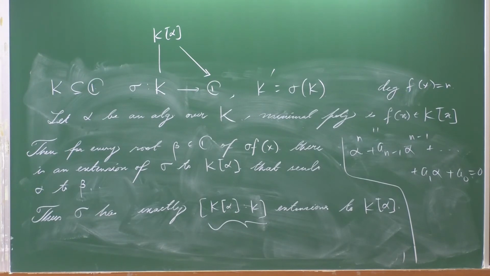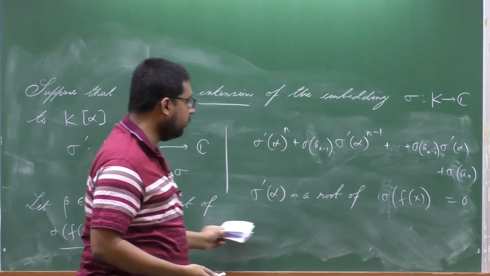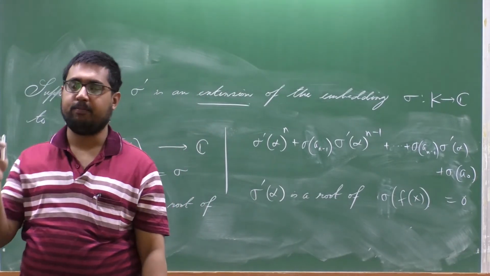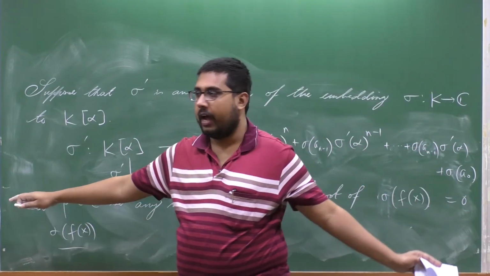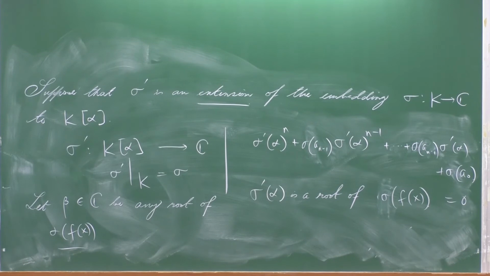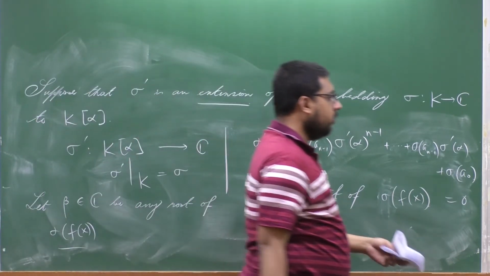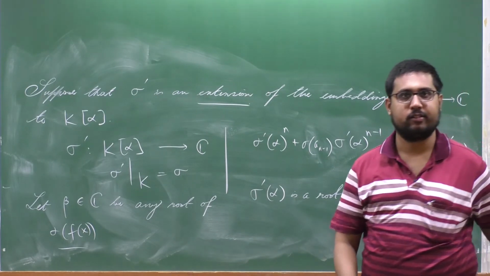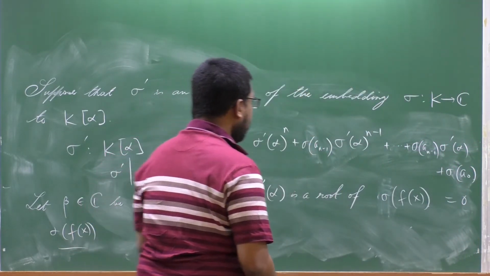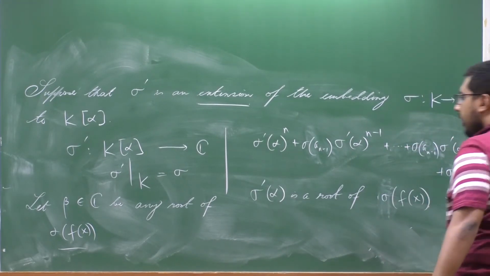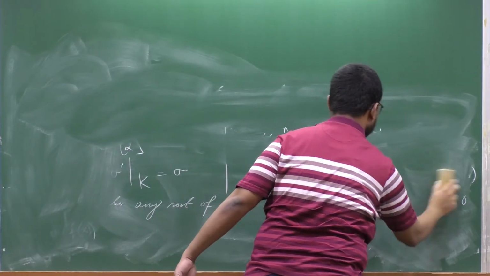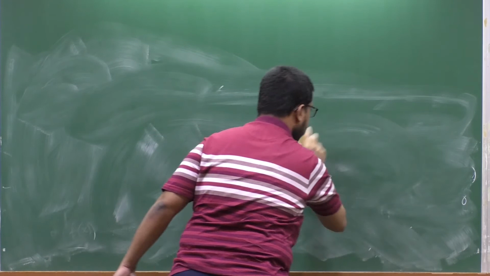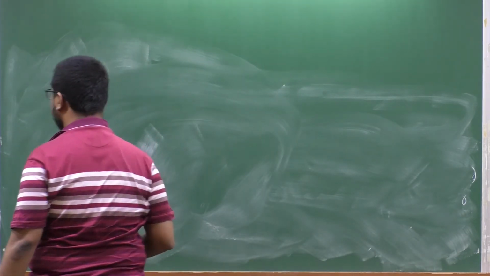First we proved that any extension must send alpha to some root of this, and then we proved that for any such root we do have an extension, and if two extensions of sigma agree on alpha, they must be equal. So now putting everything together, we have exactly these many extensions, and this can be extended further.